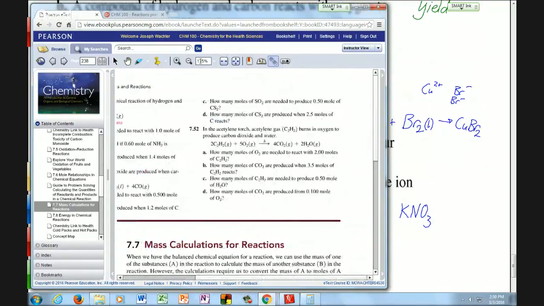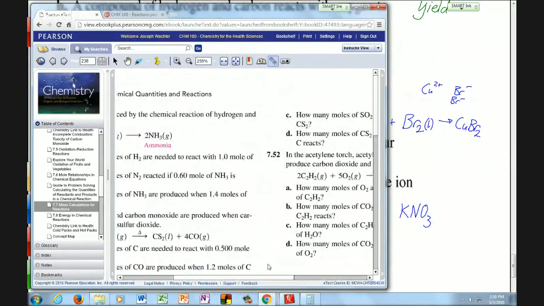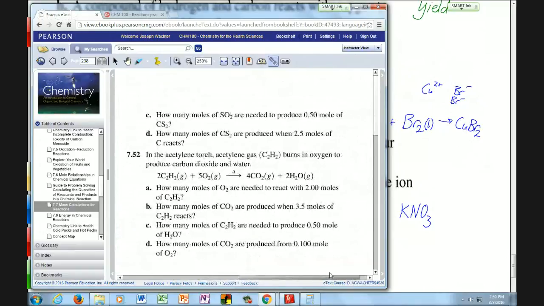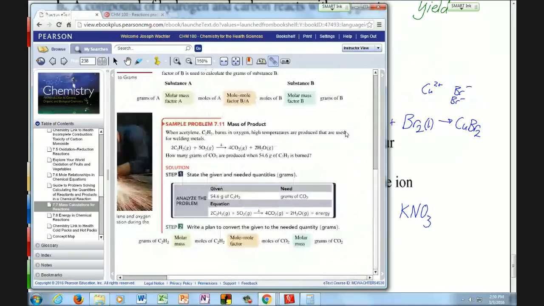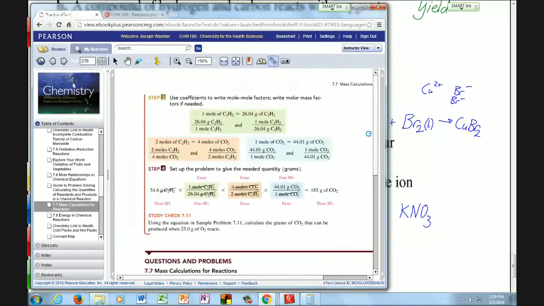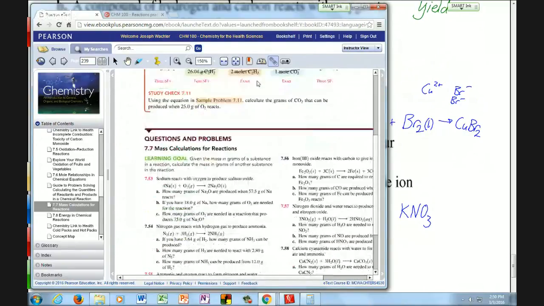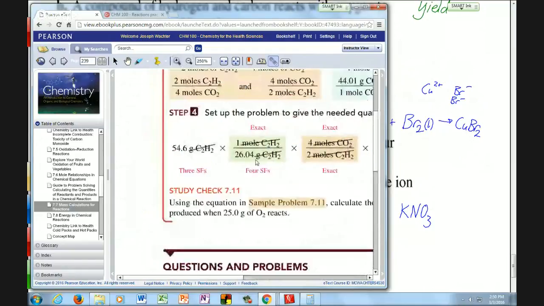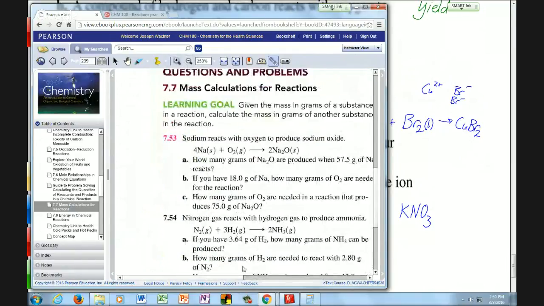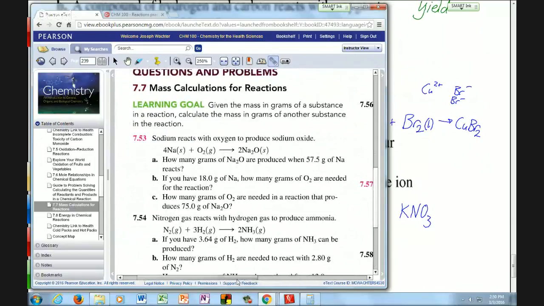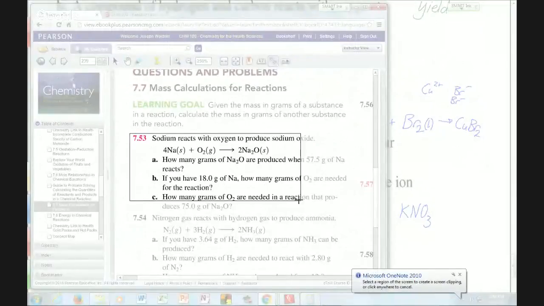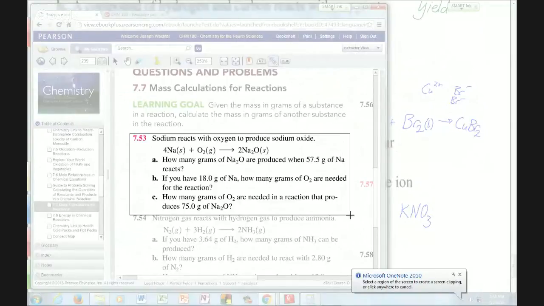So here's an example where you're given the equation. Oops, not that one. We'll do a couple of these for homework. You're given the equation, and then you're asked to do some calculations. So let's take a look at this first.